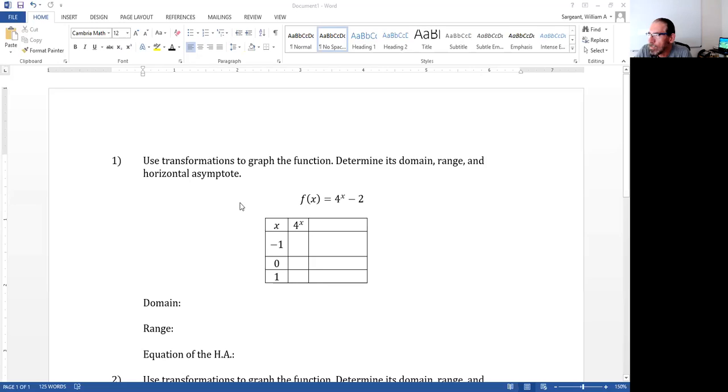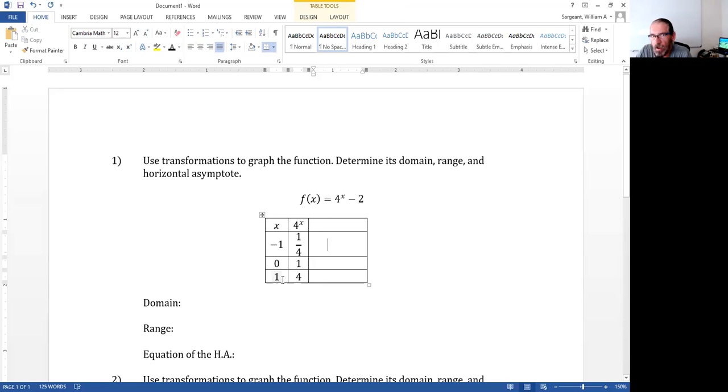We're going to graph f of x equals 4 to the x minus 2. I want you to notice that the minus 2 is after we have plugged in x into 4 to the x. So we're already getting y values, and the minus 2 is going to create a vertical shift down 2 units.